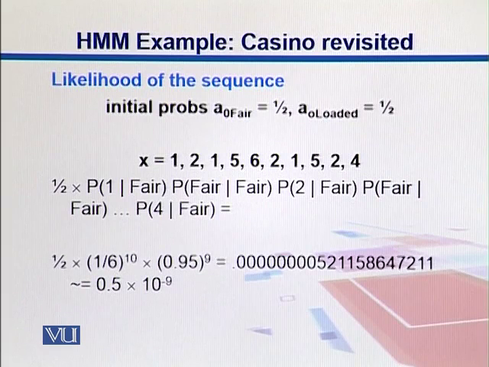The probability of each symbol is equal, so we have 1 by 6. We multiply all of these numbers with one another, and in this way we can simplify the equation. We have half times 1 by 6 raised to the power 10, times 0.9 raised to 9. In the end we get the probability equal to 0.5 times 10 to the power minus 9.